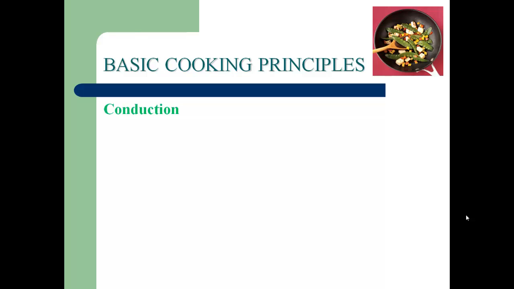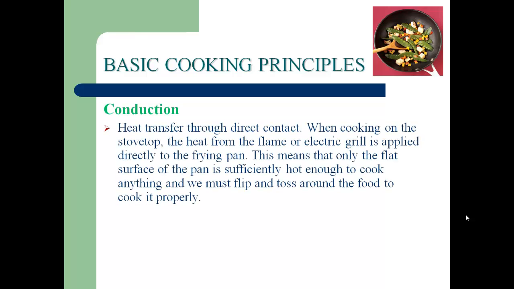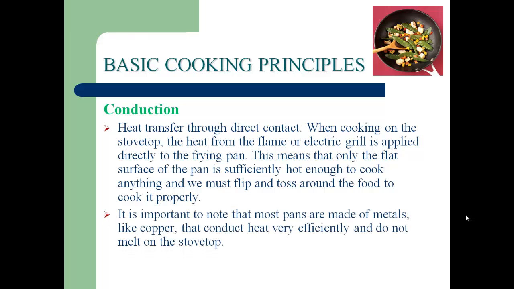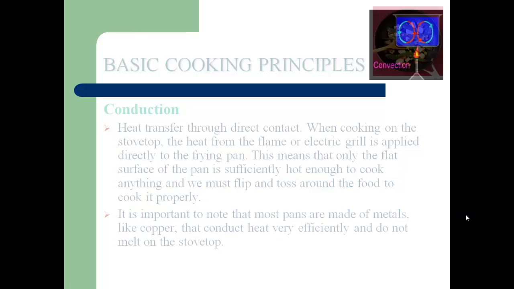Conduction. Heat transfer through direct contact. When cooking on the stove top, the heat from the flame or electric grill is applied directly to the frying pan. This means that only the flat surface of the pan is sufficiently hot enough to cook anything, and we must flip and toss around the food to cook it properly. It is important to note that most pans are made of metals, like copper, that conduct heat very efficiently and do not melt on the stove top.